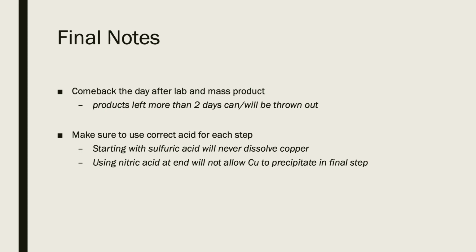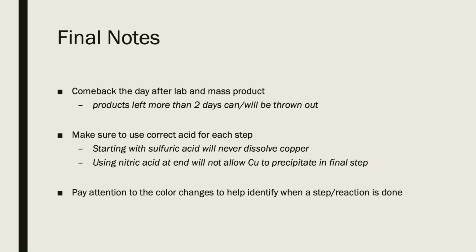Because if you use nitric, that copper is never actually going to precipitate out when you add the zinc, and you're just never going to get a solid again. Like if you add nitric in that second to last step instead of sulfuric, you're basically going all the way back to step 1. And you have to redo those other steps to get back to the end. And so it's just a huge time sink at that point. So make sure you use the right acids at the right point throughout this experiment.